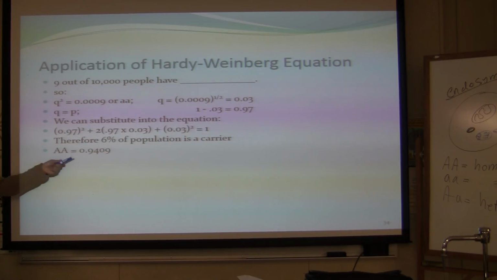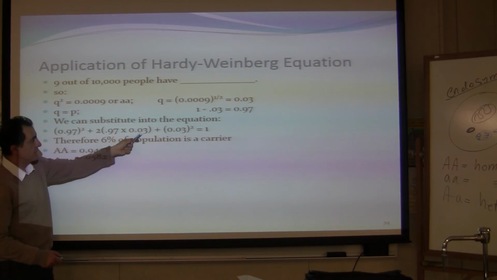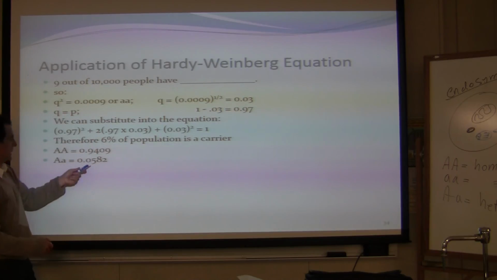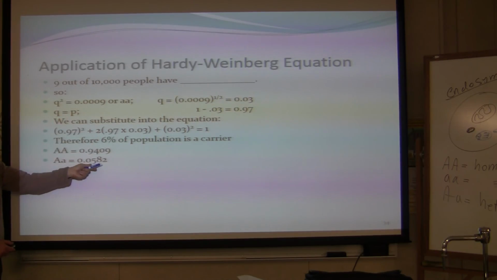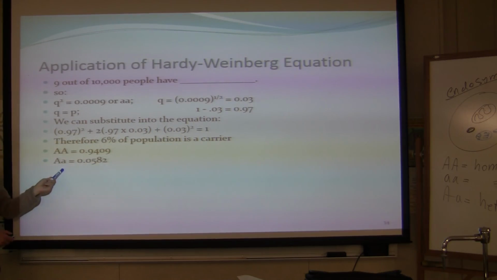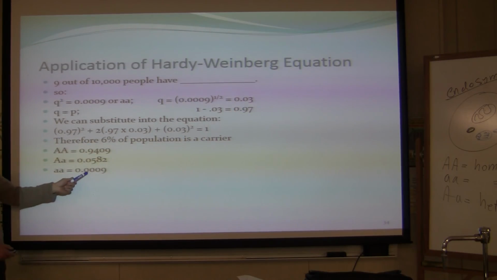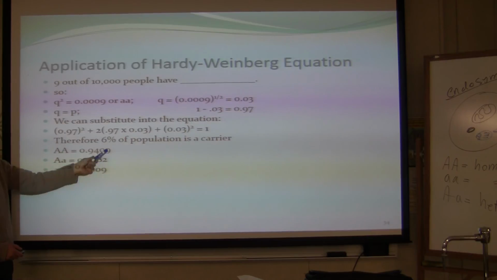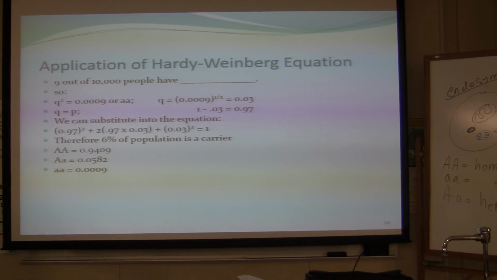How did I calculate it? 0.97 times 0.97 is 0.94. 94% of the population of Lodi are capital A, capital A. 0.97 times 0.03, then times 2, is equal to 0.0582, which I rounded off to 6. This is rounded off to 6, and that's the population of Lodi that are carriers. And then of course 0.09% of the population of Lodi are having the disease.